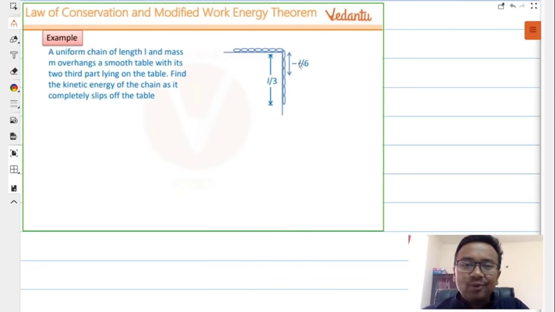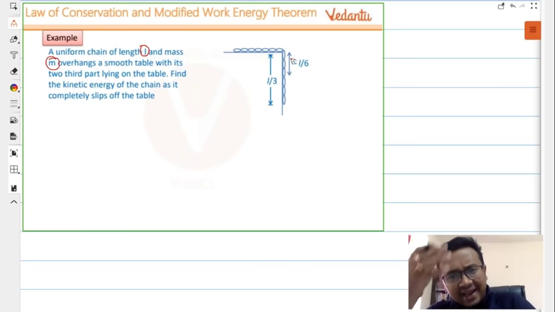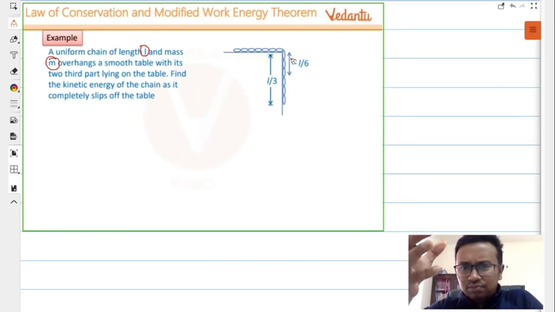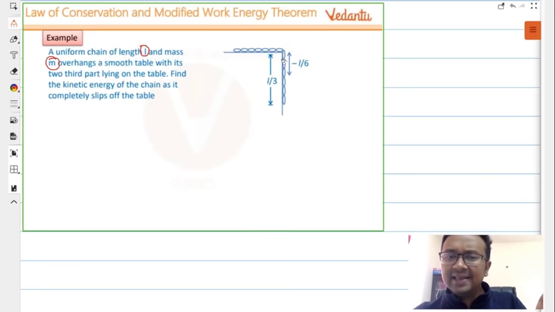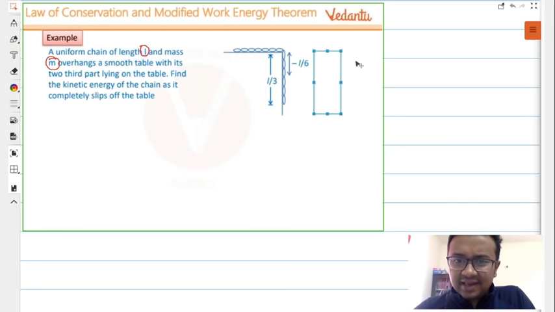Clear? So here I have got a chain of length L, which is being told to me, and it has got a mass M out here, and it hangs over the side of the table. All right, guys. What they are asking us is, slowly it will start to slide down, and there will be a stage. So let's say another diagram. Let me just draw it here.